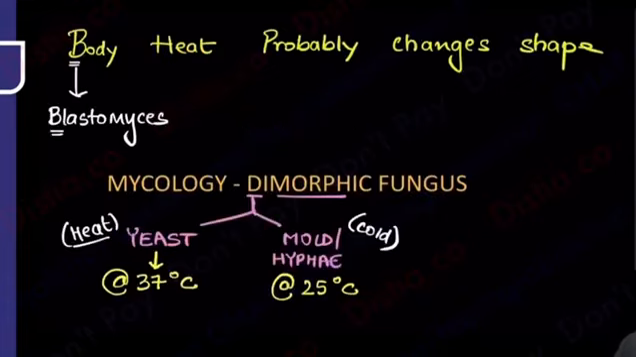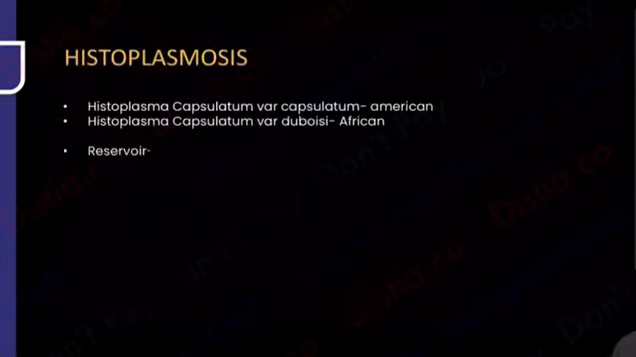So as I told you, the B1 is sorted for you. What is the next? Body heat. So the H over here is now going to be histoplasmosis. This is going to be Histoplasma or histoplasmosis. So let's come down to that. There's a way of learning it, which I'll tell you.